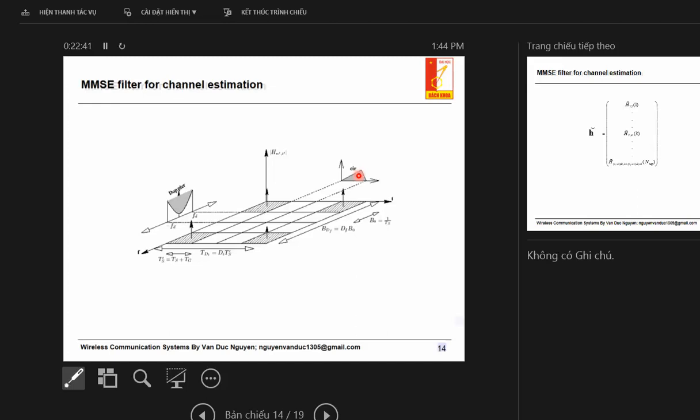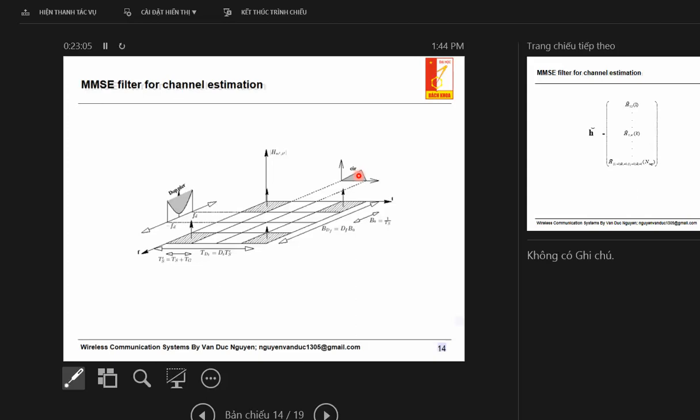You need to calculate how to insert the pilots so that there are not too many pilots. If you insert many pilots, there is less room for data. But if you insert only a few pilots, that is also not good, because then you lose the channel information.